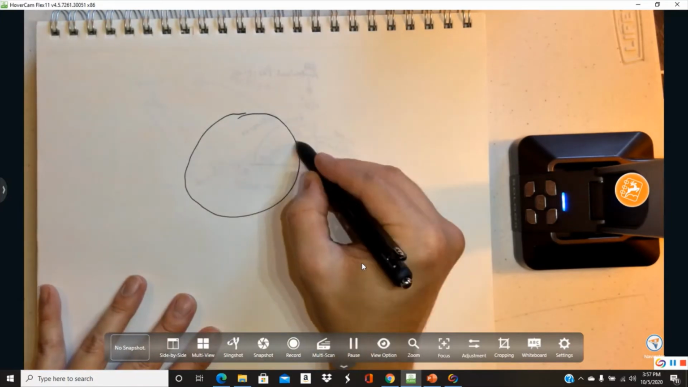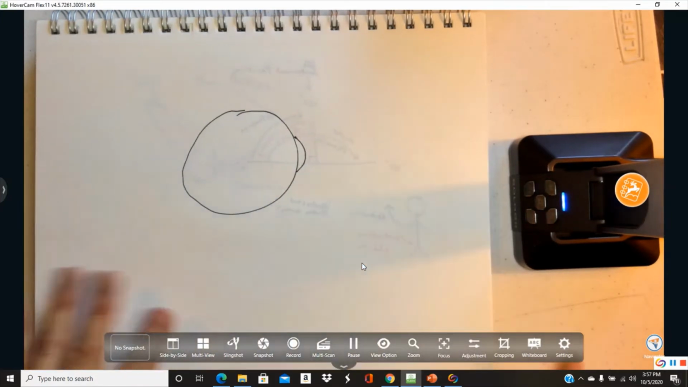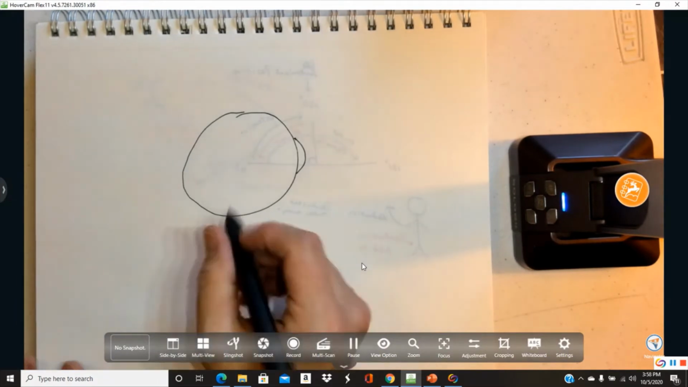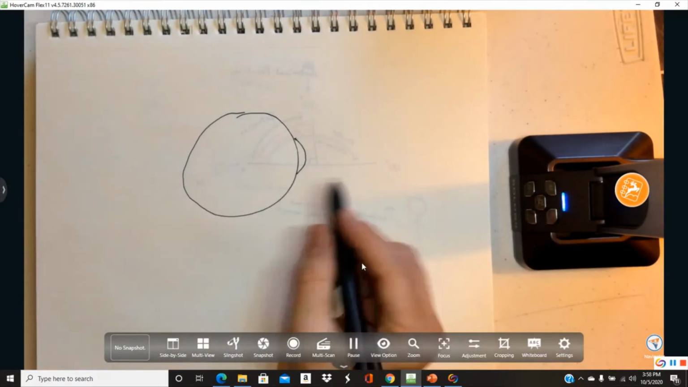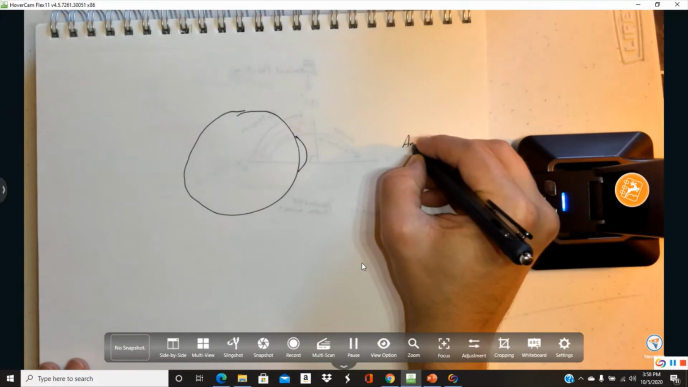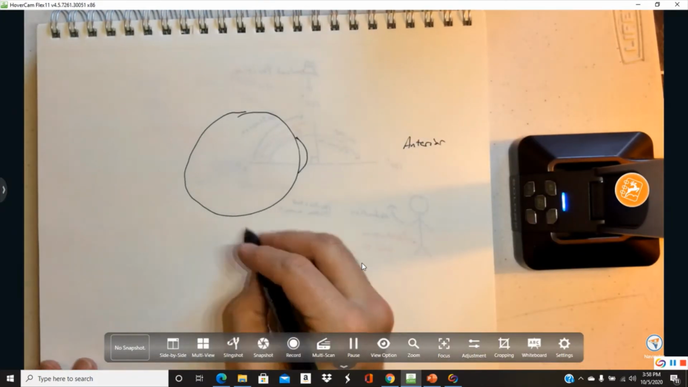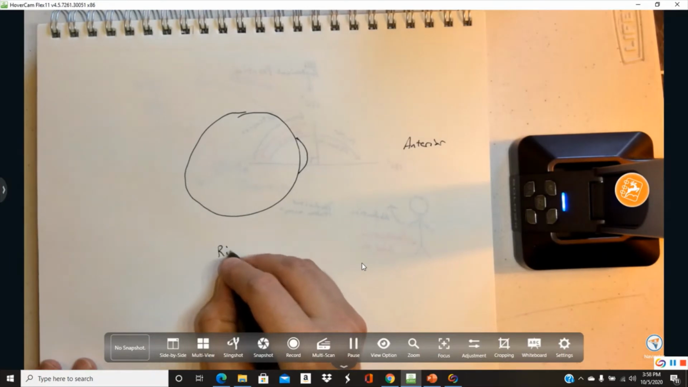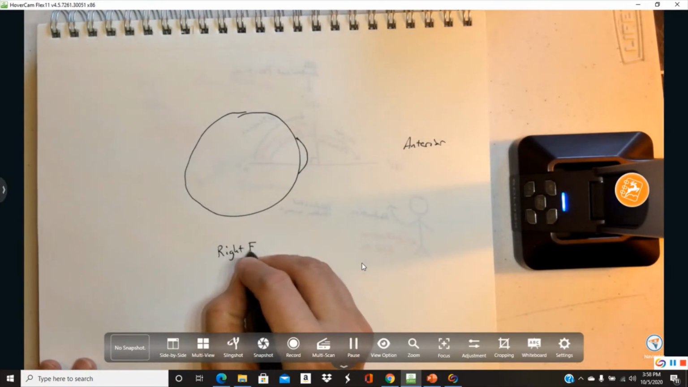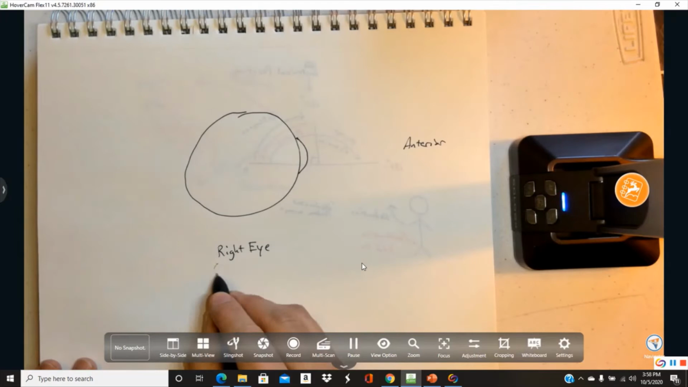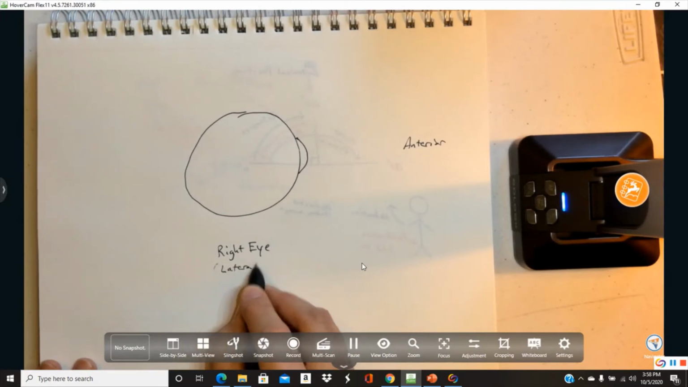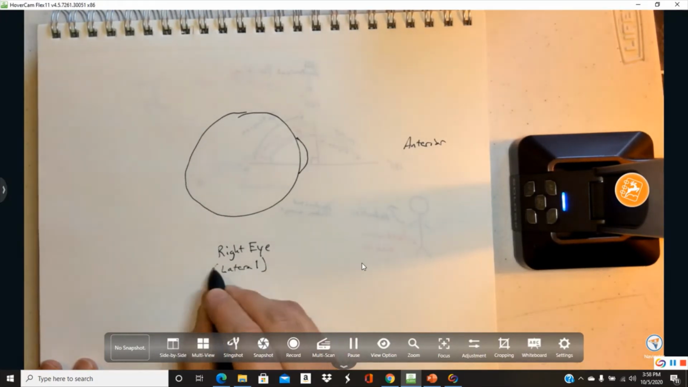And then draw that here. Okay, so now this means this is anterior. This is the front. Okay, and this would be a right eye as seen from the lateral view. Okay, we're looking at it from a lateral view.